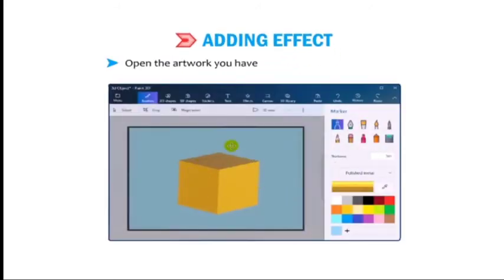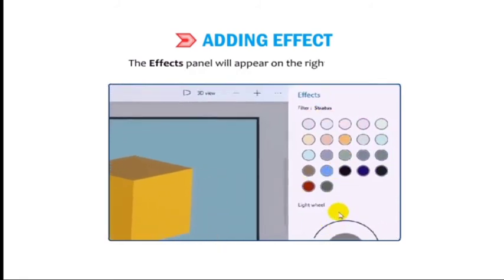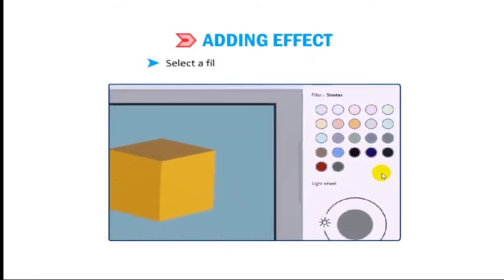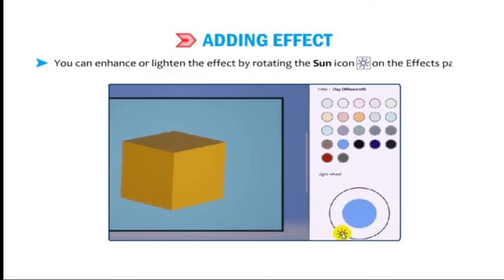Open the artwork you have already saved using Paint 3D. Click on the Effects icon on the top menu. The Effects panel will appear on the right-hand side. Select a filter of your choice from Filters. Click on the filter to apply the effect. You can enhance or lighten the effect by rotating the sun icon on the Effects panel.